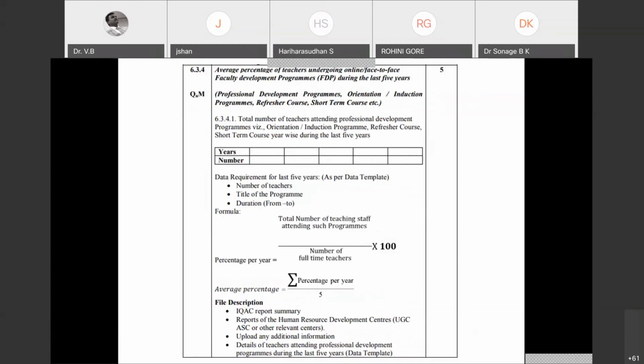The next question is average percentage of teachers undergoing faculty development programs. And both online and face-to-face programs can be included in that. It is again a quantitative matrix here. This has to be supported by the certificate of attendance of each and every staff who has attended those training programs. For example, for one academic year, if you are entering the number as 65, then you should have 65 certificates supporting the claim that has been made over here.